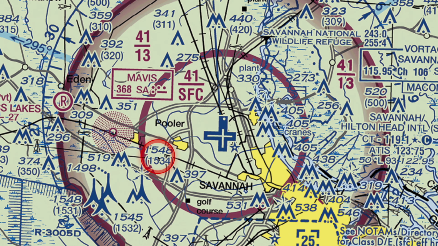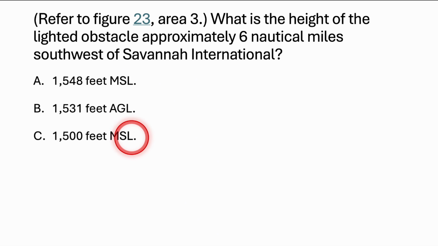So in my opinion, this question is worded poorly because it says the height of the obstruction rather than the elevation. But this question is asking for the elevation of the obstruction. So if you remember, the top number will be the elevation and the bottom number is just the height of the obstruction above ground. So this means this tower is 1534 feet tall, and including the elevation of the terrain it's going to be 1548. So that's what the question is asking. What is the height of the obstruction? And it's 1548. So look at our answer choices, and it should be A.